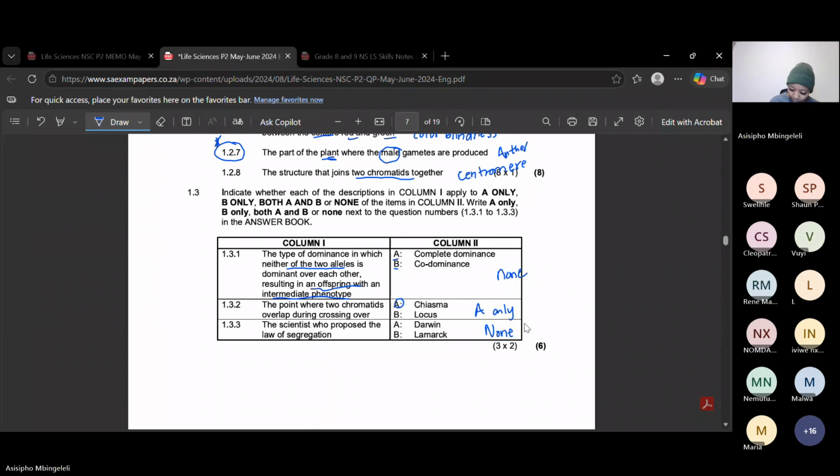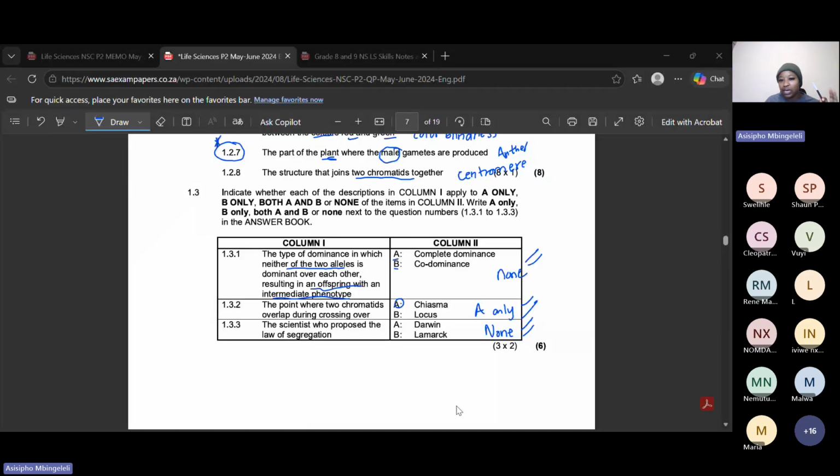Each answer is worth 2 marks. Can you see that if you've chosen a wrong answer here, you automatically lose 2 marks? So I need you to read the question twice and then understand exactly what they are looking for. I'm happy with this. Any question? I can take one question. Okay, we move.